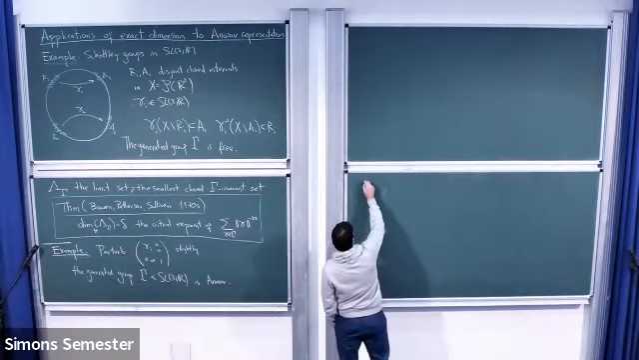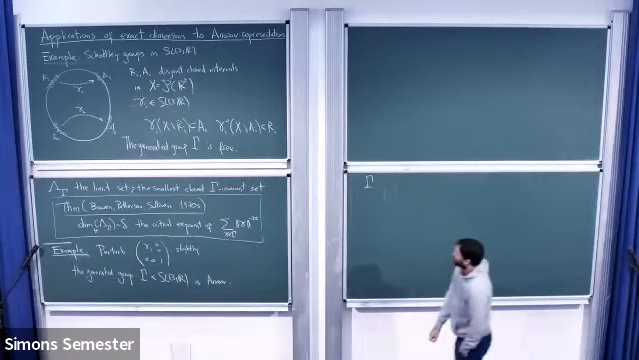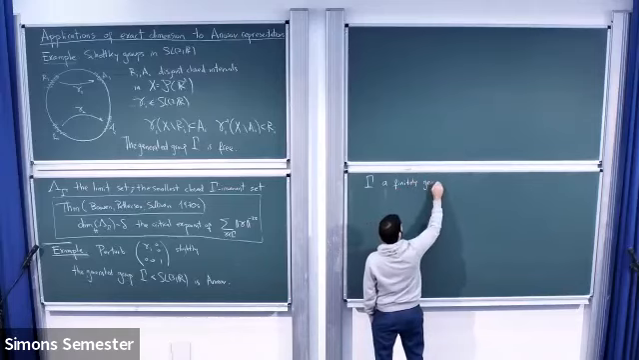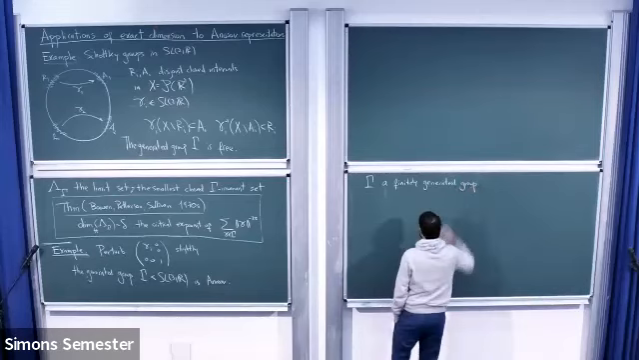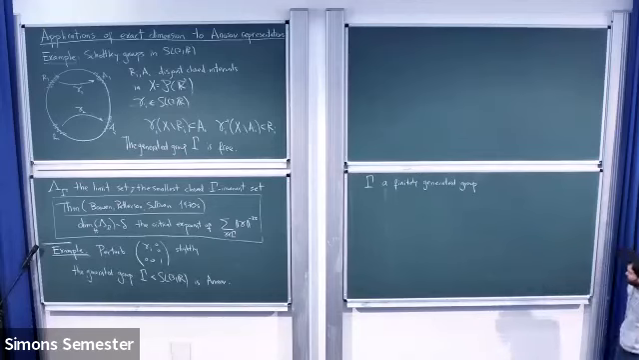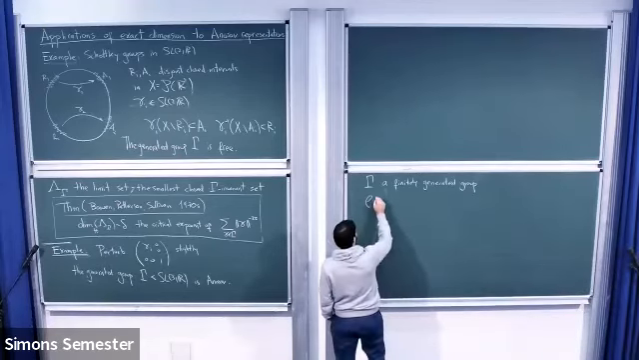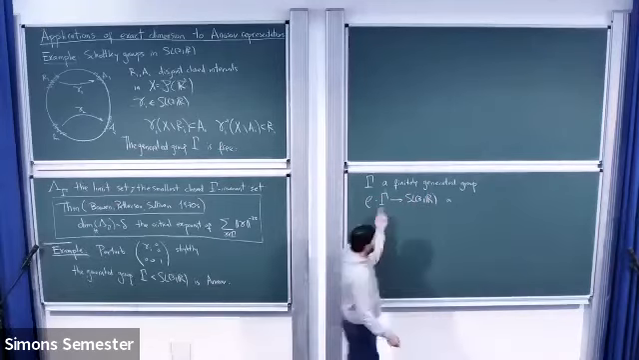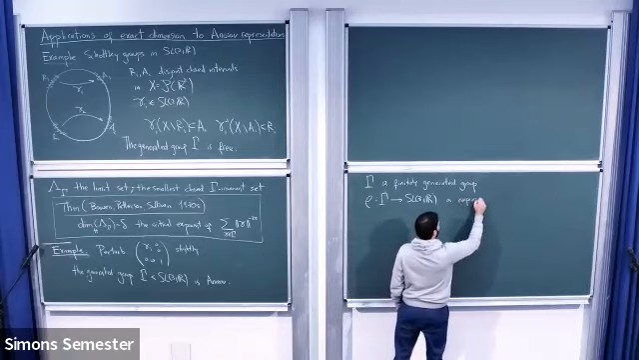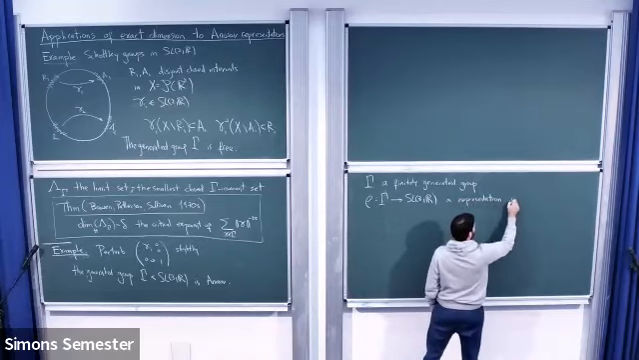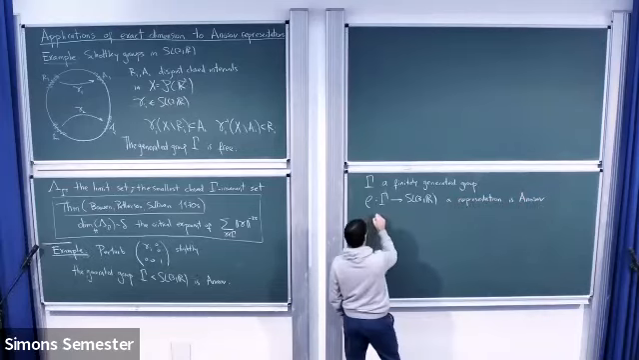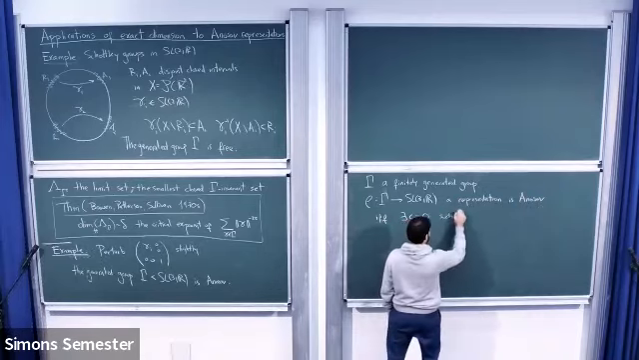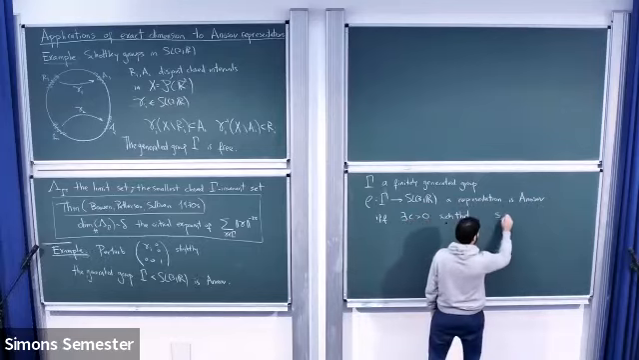So what's an Anosov representation? It's the following: you have gamma, a finitely generated group, for example the free group of 2 generators, and rho from gamma to SL3, a representation, just a homomorphism. Then there is some constant C such that the following holds.